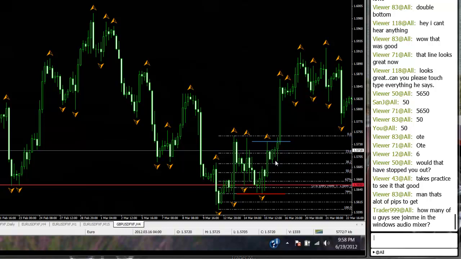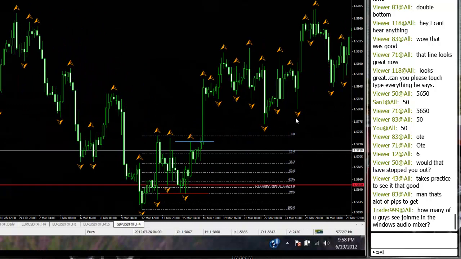Now you start looking for your intraday scalps on the buys, and just look for retracements, and looking for optimal trade entry.